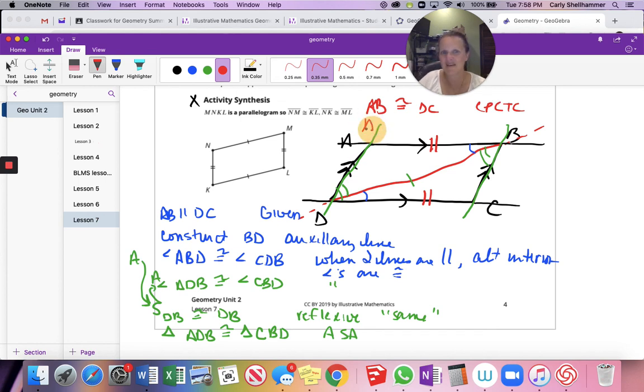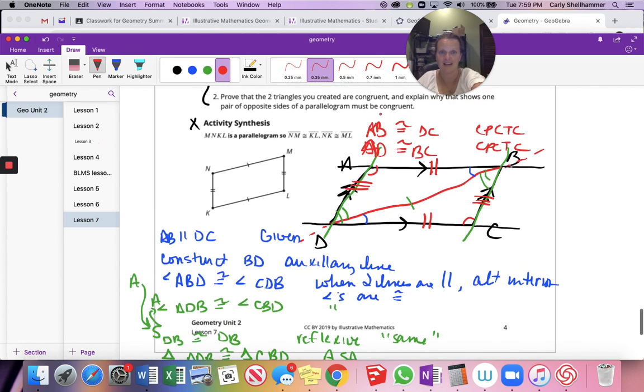That's the same with AD. AD is congruent to BC, CPCTC. I can say these are congruent. I can also say those angles are congruent, okay, because of CPCTC. I'm out of space. Okay, angle A is congruent to angle C. Everything's congruent. It's a parallelogram because of CPCTC. All right, that was fun.